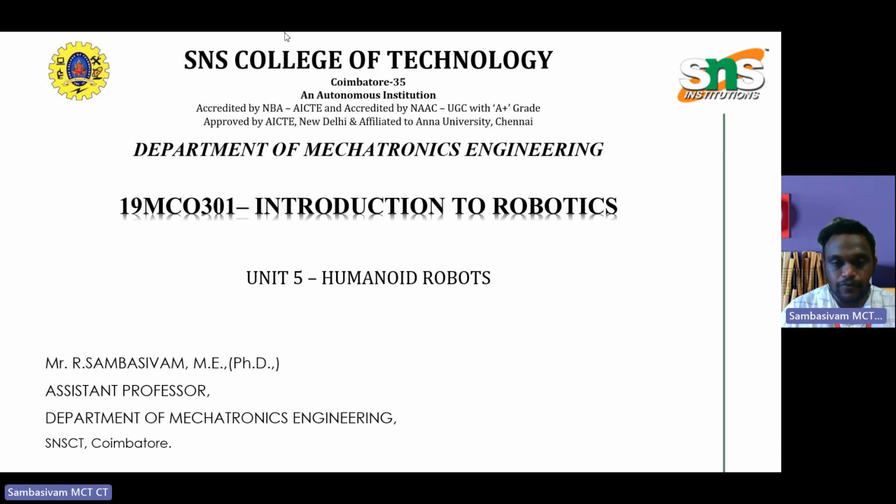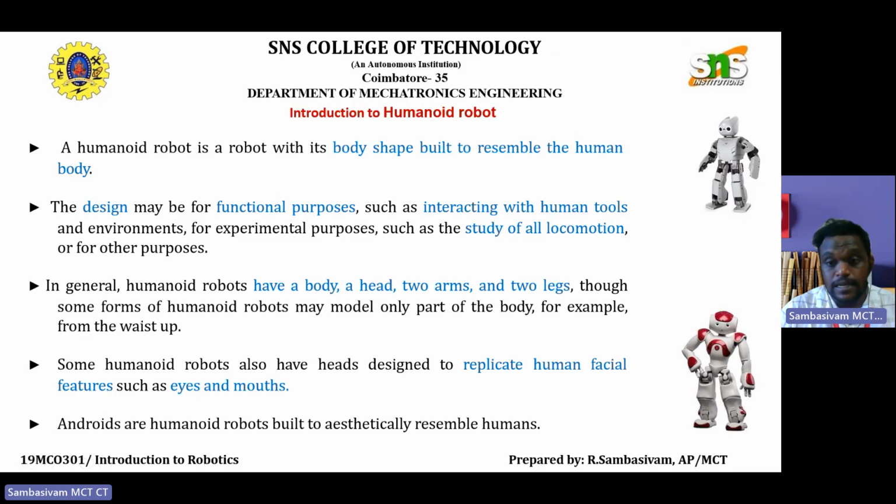So when you come to the slide, normally a humanoid is a robot which has the same body shape and resembles a human being. The design may be for a functional purpose, such as interacting with human tools or environments, or for experimental purposes such as the study of locomotion or other purposes. Generally, humanoid robots have a body similar to a human, possessing two legs, two arms, and one head.